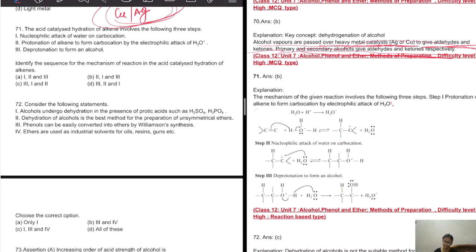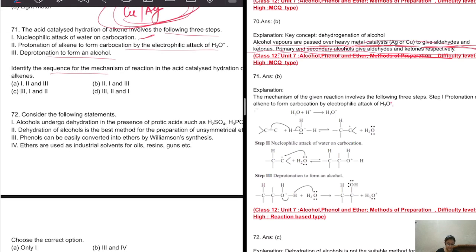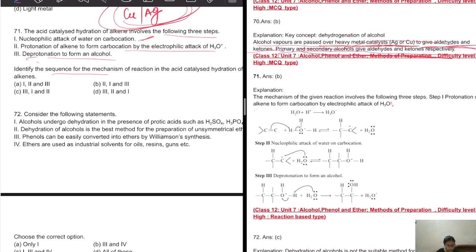The acid catalyzed hydration of alkene involves the following three steps. The nucleophilic attack of water on carbocation, the protonation of alkene to form carbocation by electrophilic attack of H3O+, and deprotonation to form alcohol. And we have to identify the correct sequence. Okay? So what we will do? See, in the third step, you see deprotonation to form alcohol. Alcohol is formed. And what is formed in the hydration of alkene? Alcohol. So this would be our last step. Okay. So we got that three would be our last step. And let's see the other steps.